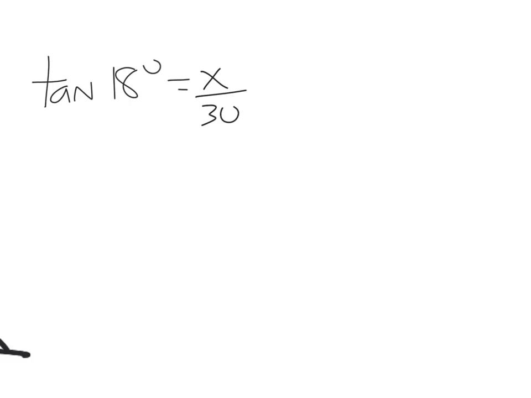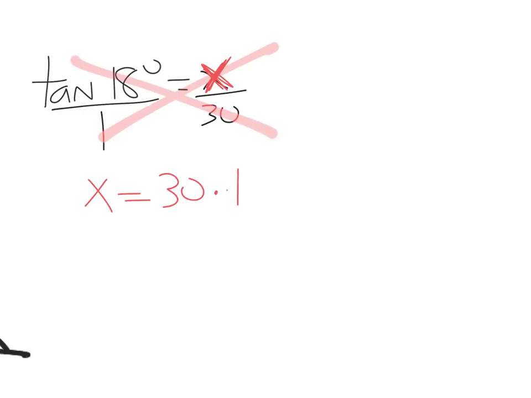I'm solving for a side. X is in the numerator, so I'll put the tangent of 18 over 1 and cross multiply. So I have 1 times x, which is x. That equals 30 times the tangent of 18. And it's always best to write the trig part second. So I'm writing 30 times the tangent of 18 and not tangent of 18 times 30. I'm going to type this directly into my calculator.